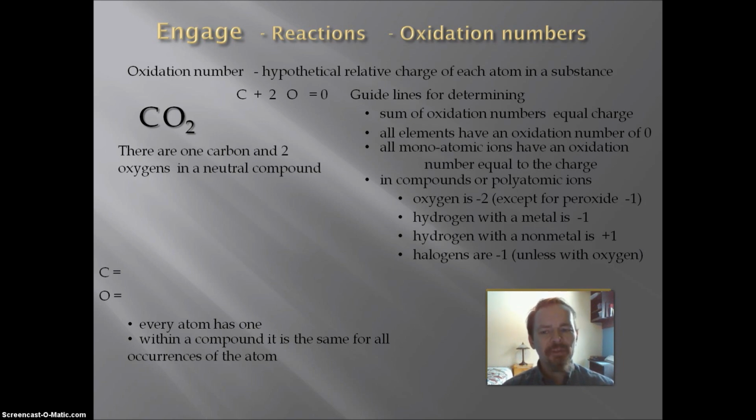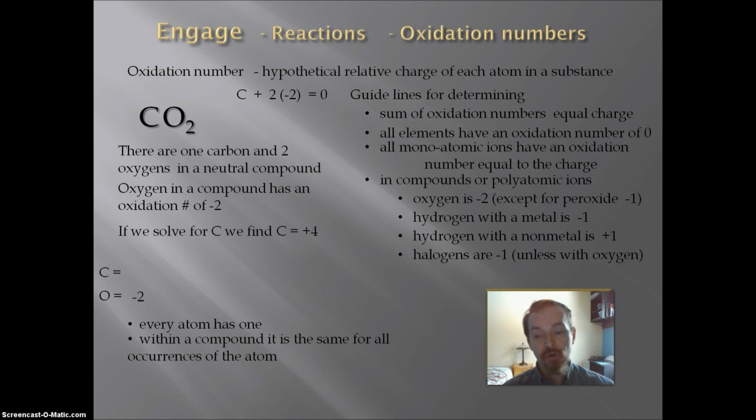We're in a compound with oxygen, so we know that the oxygen has an oxidation number of -2, and we can substitute that into the equation. If we do that, now there is only one variable in the equation. If we solve for C, we're going to see that C has to be +4. So the oxidation number of carbon in carbon dioxide is +4. The oxidation number of oxygen in carbon dioxide is -2.